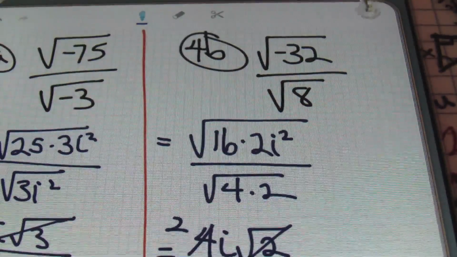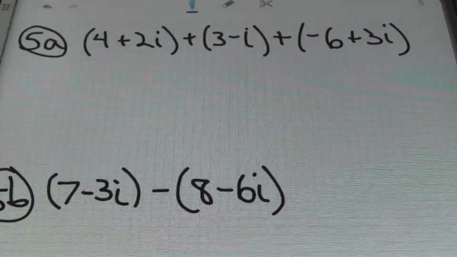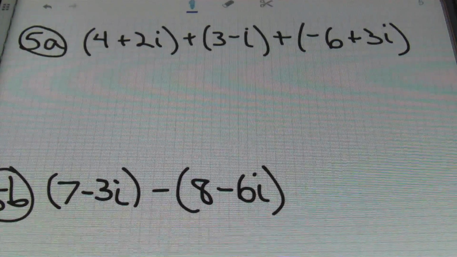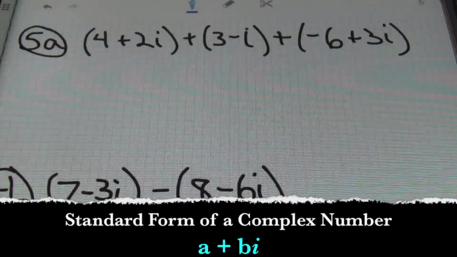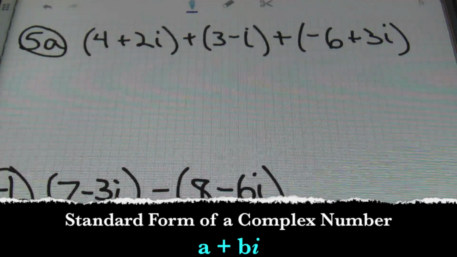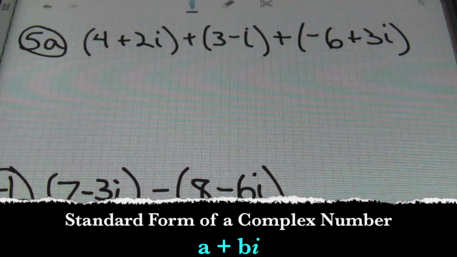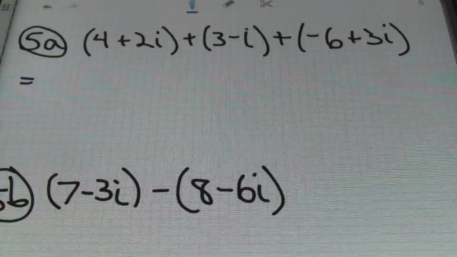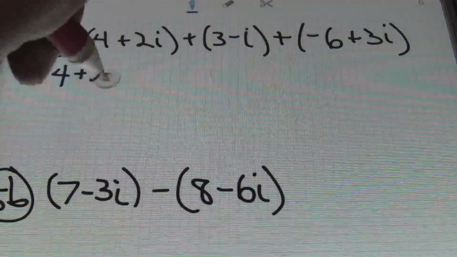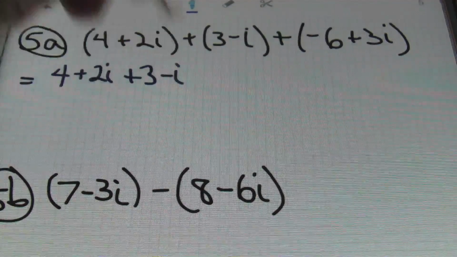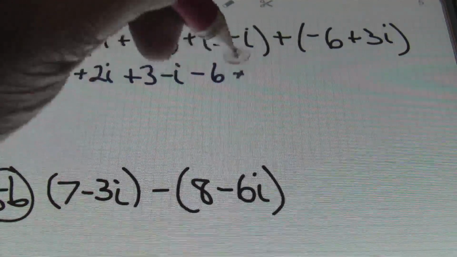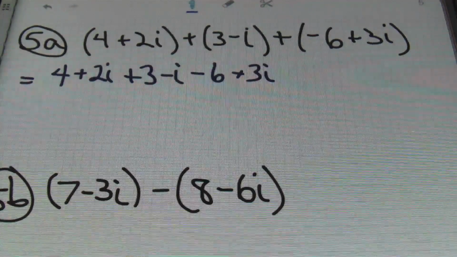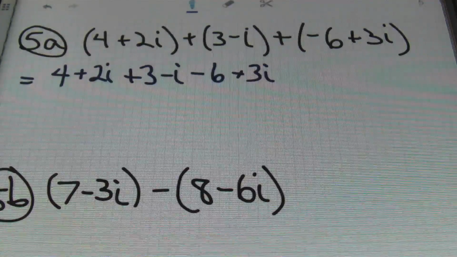Now we're going to be moving on to problem number 5. In problem 5a, notice that we have these quantities that we're combining together. We're going to add them. And we'll keep in mind that the standard form of a complex number is a plus bi, the real number before the imaginary number. So all I'm going to do first and foremost, ladies and gentlemen, is just drop the parentheses here. I'll just rewrite it. So this is going to be 4 plus 2i plus 3 minus i minus 6 plus 3i. Okay, so in dropping those parentheses, I just brought all my terms together, got rid of those parentheses because they were distracting, weren't they?